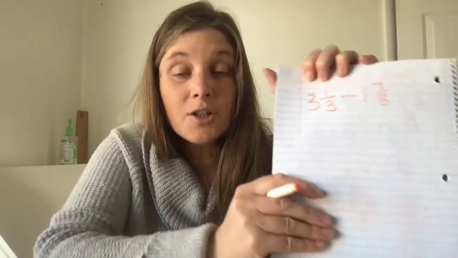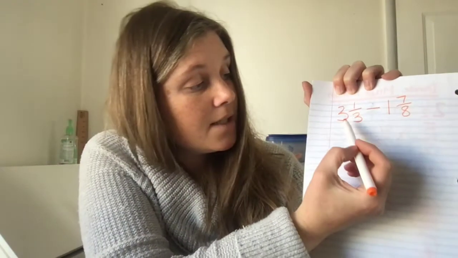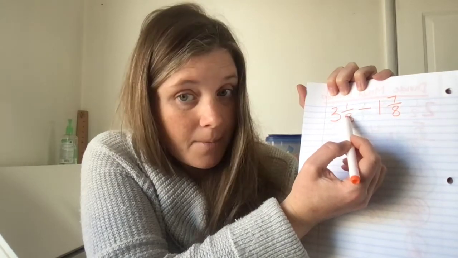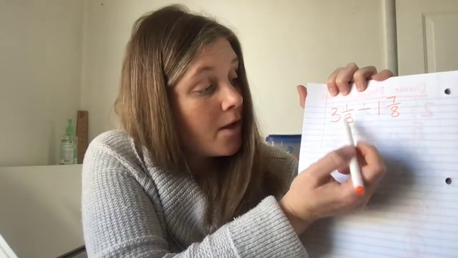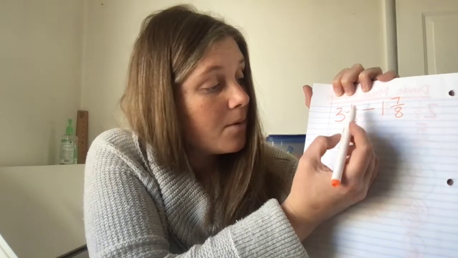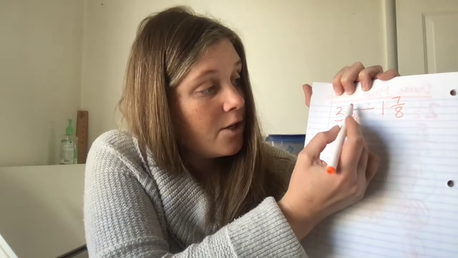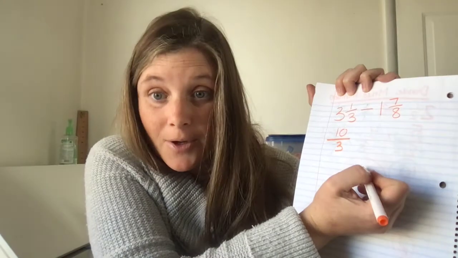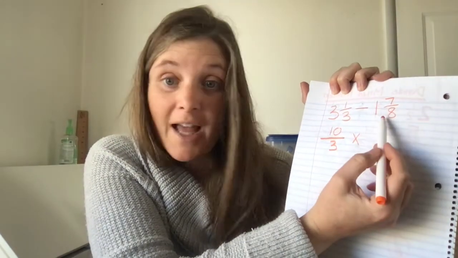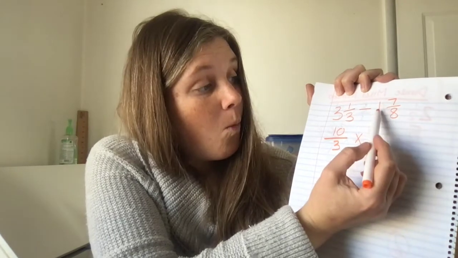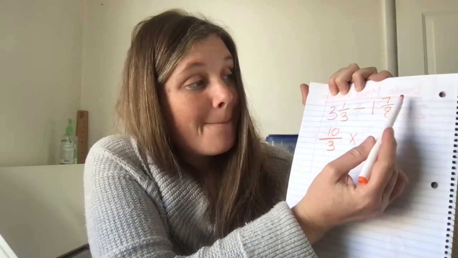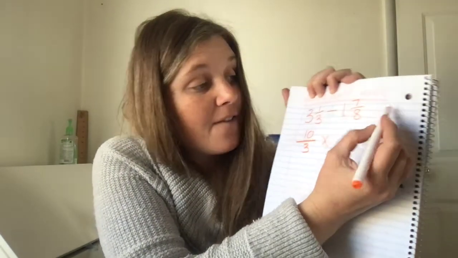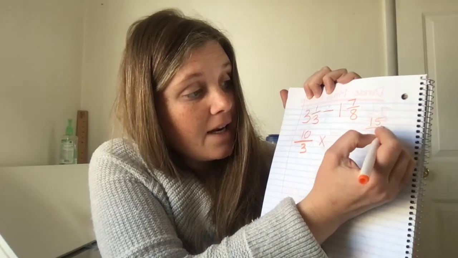Okay, let's do it. Are you ready? So we're going to change these into improper fractions. So you multiply the whole number times the denominator, add the numerator. 3 times 3 equals 9, plus 1 more equals 10. And then you keep the same denominator. We've got to change the other one too, don't we? Okay, 1 times 8 is 8, plus 7 equals 15. So that's 15 over 8, right?